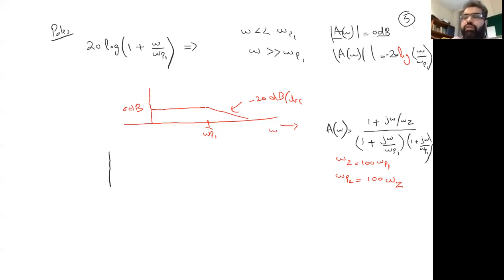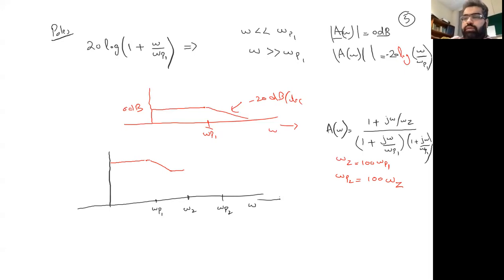So let me draw the magnitude plot here. Let me use a different color. Initially, let me start with 0 dB and point out these points. So this is, for example, the point of omega p1, omega z, and omega p2. Till here, I am going to have a minus 20 dB per decade starting. But 10 times of this one, it will start getting stabilized.